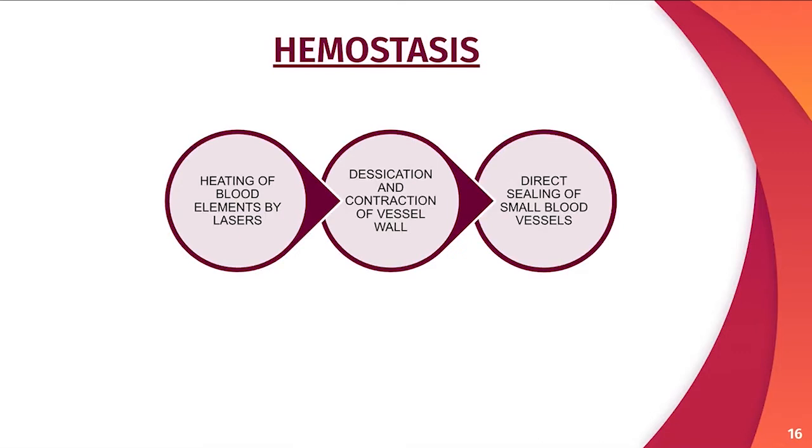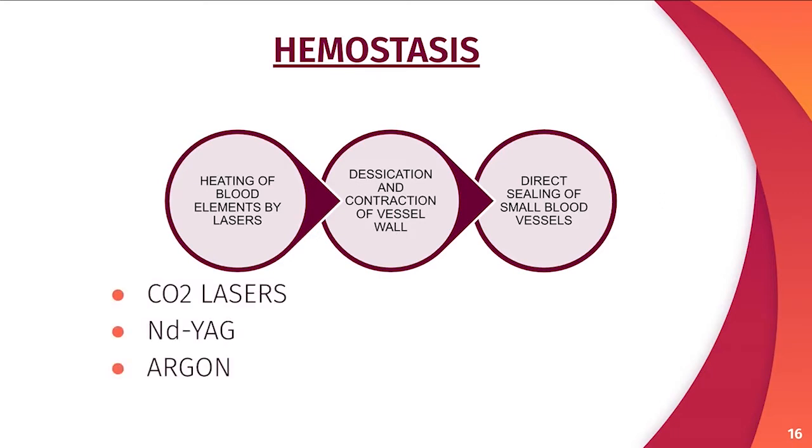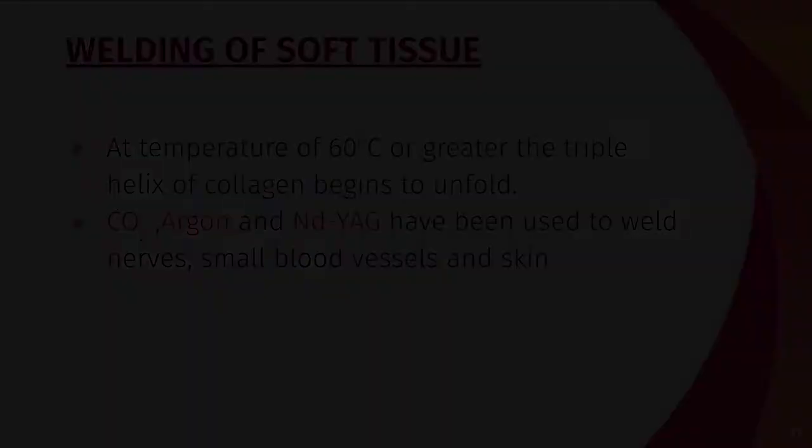Now we'll see the hemostasis. The mechanism of hemostasis using a laser: when we use a laser, the blood elements get heated up, which results in desiccation and contraction of the vessel wall, then resulting in direct sealing of small blood vessels. We use carbon dioxide laser, Nd:YAG lasers and argon laser for the same.